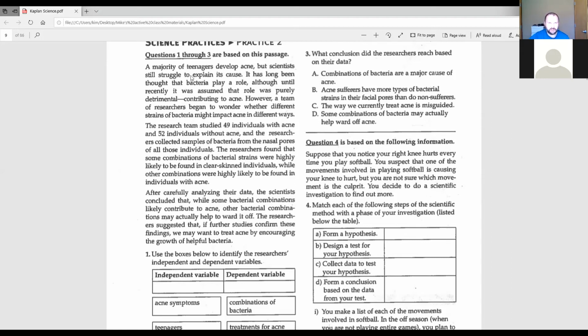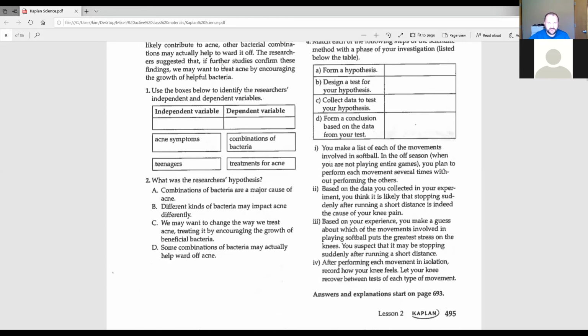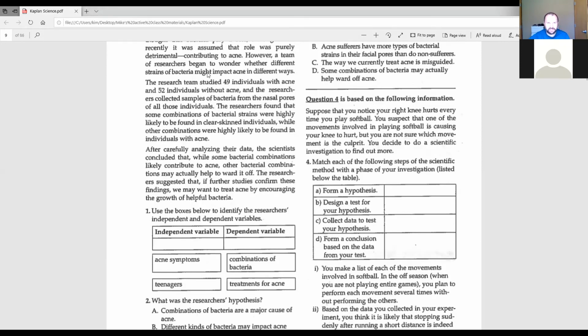And if we look here in this first paragraph, it says a team of researchers began to wonder whether different strains of bacteria might impact acne in different ways. So they're not directly telling you what the hypothesis is, but it's wrapped up in that last sentence. Okay? So in other words, before they start their experiment, their prediction is that there might be strains of bacteria that impact acne in different ways. In other words, not just negative.